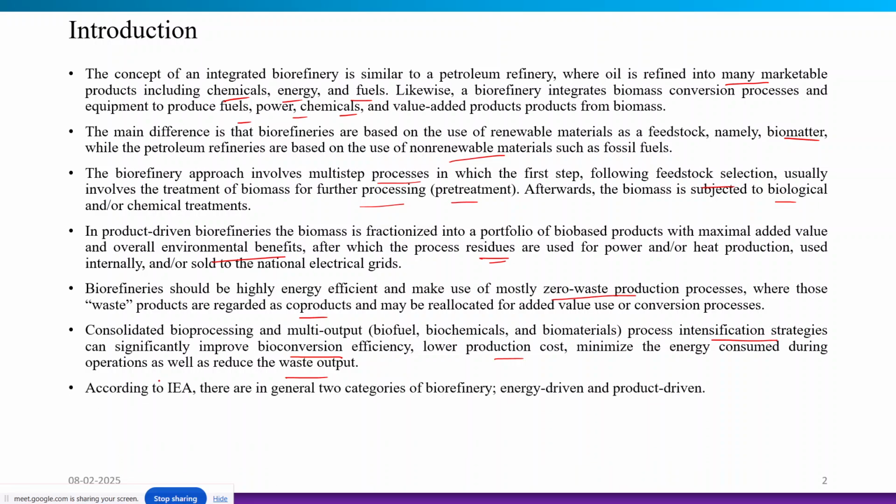According to the IEA, International Energy Agency, there are in general two categories of biorefinery. One is energy driven, whose main motive is to produce energy, heat, or electricity, and the other one is the product driven biorefinery.